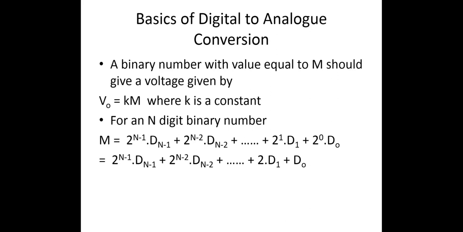The value of an n digit binary number, as you can recall from your digital logic design course, would be given by the equation at the bottom of this slide. So the function of a digital to analog converter is then to give an analog voltage which is proportional to the value of this binary number. So let's see how this task can be accomplished.